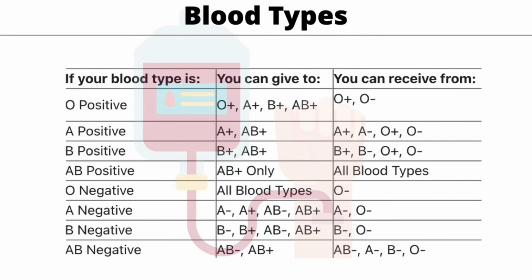If the blood type is B negative, you can give to B negative, B positive, AB negative, and AB positive, but you can only receive from B negative and O negative. If your blood type is AB negative, you can give to AB negative and AB positive, but you can only receive from AB negative and A negative, B negative, and O negative. Now, AB positive is considered to be the universal recipient because it can literally receive blood from all types. And our O negative is considered to be the universal donor because it can give to all blood types.